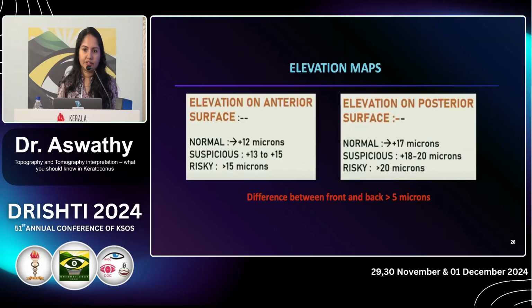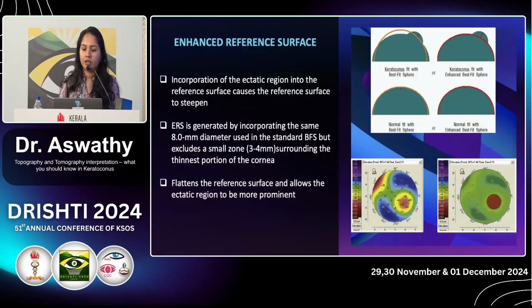So these are the characteristics we have to look for in an elevation map. If the anterior surface is elevated for more than 15 microns and if the posterior surface is elevated more than 20 microns, you have to suspect an ectasia. But a problem is there: these elevation maps, these reference surfaces, are derived from the anterior curvature map. But if it is an ectatic cornea, then that causes steepening of the reference surface. So a part of the cone will be masked.